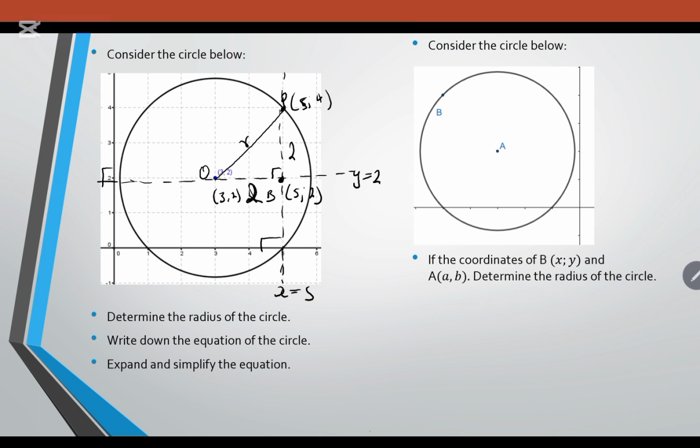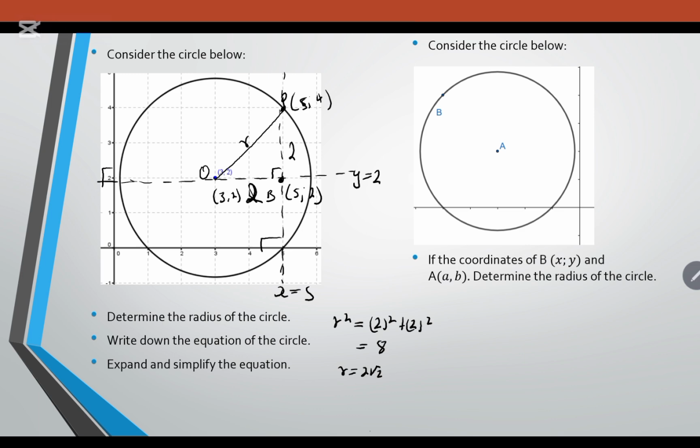Therefore, to find the radius, r squared is equal to 2 squared plus 2 squared, and that is 4 plus 4, which is 8. So the radius of this circle is therefore 2 root 2, since r squared is equal to 8.